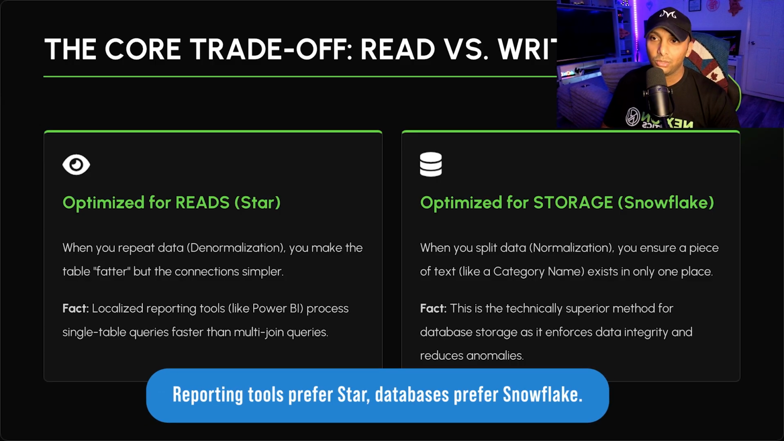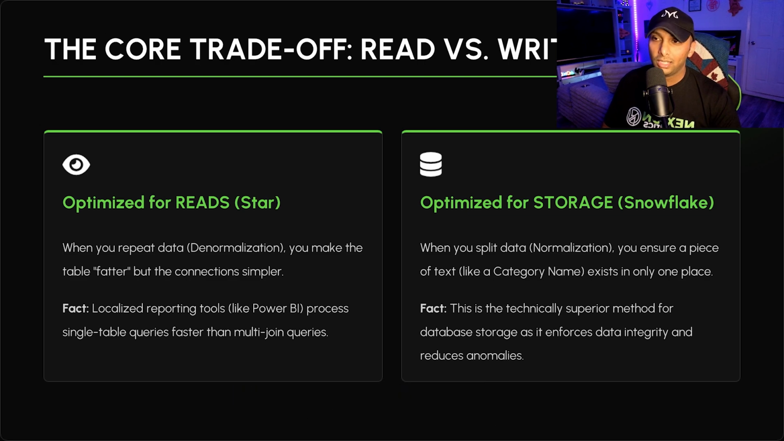On the right, the Snowflake Schema is optimized for writes, meaning when a database administrator needs to update a record, they update it in a specific table, and that change propagates everywhere. So it's lean and it's complex. The choice of schema depends entirely on whether the system is ingesting data or presenting data.